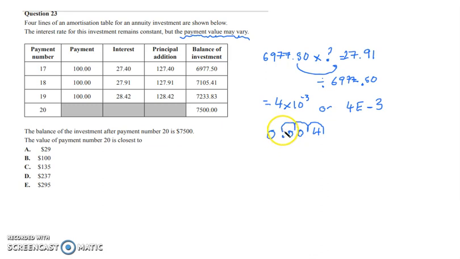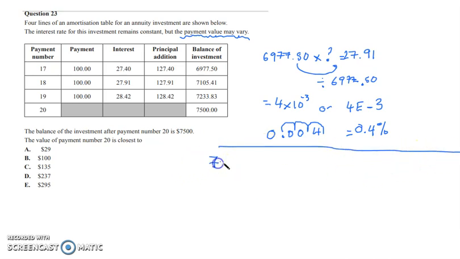In terms of a percentage, if we go back, it's actually equal to 0.4%. If we work back two jumps, it's 0.4%. It doesn't say, but this would most likely be calculated monthly or something like that, to get down to something so small as 0.4%. Now what we can do is work out this value here, being 0.4% of $7,233.83. So let's do that calculation now.